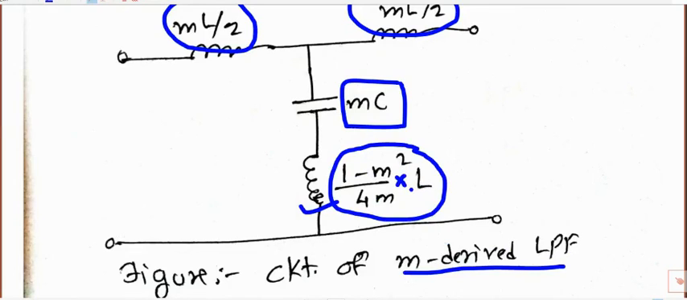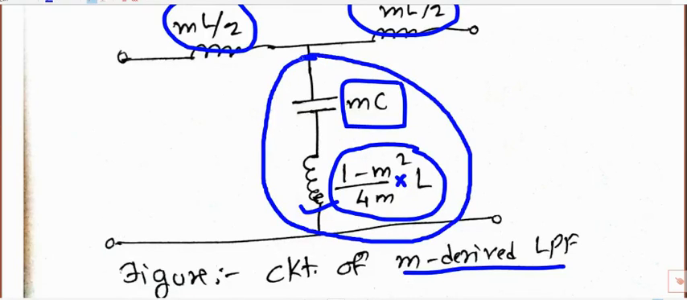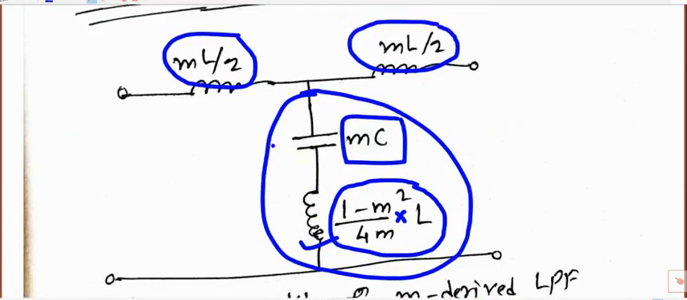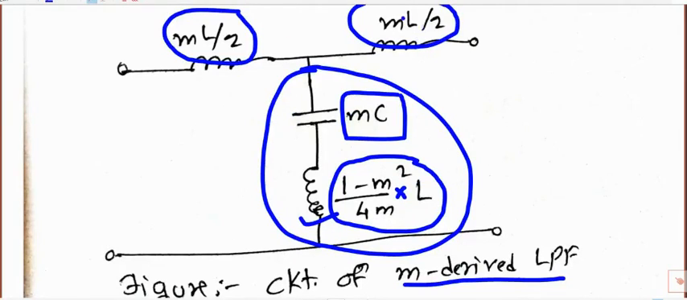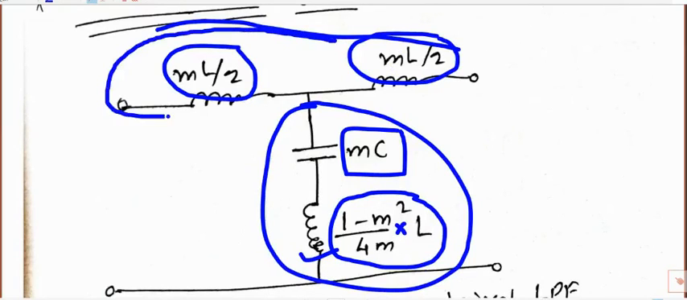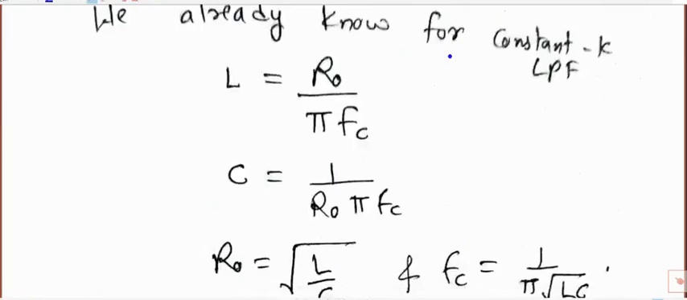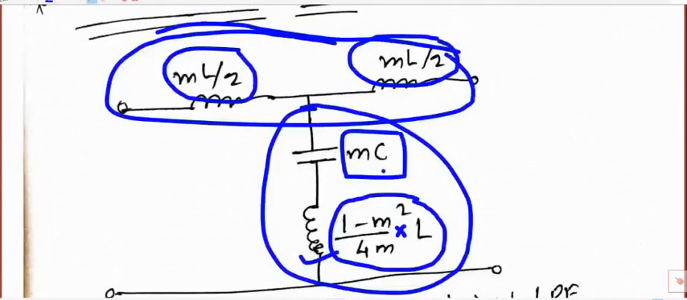Because this is the shunt arm. Your shunt arm consists of one capacitor and one inductor in series, and your series arm consists of two inductors. Basically, this combination is called one series arm. So this is the diagram of the M-derived low pass filter.